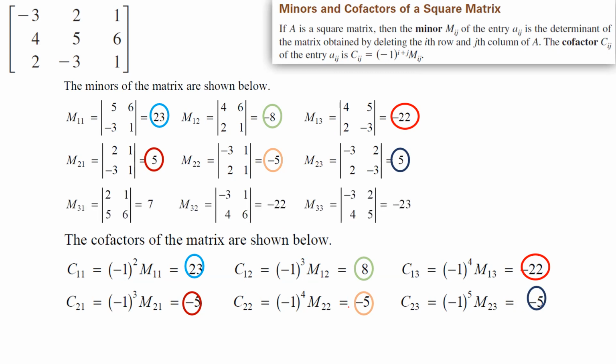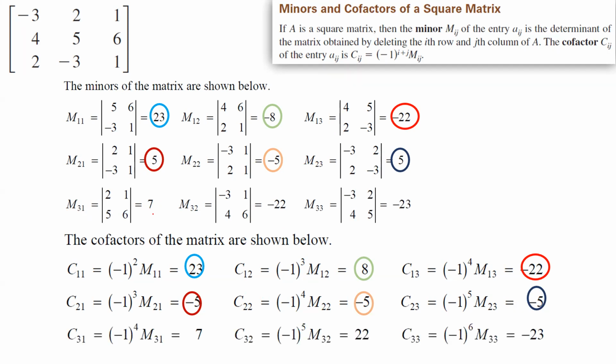We did the calculation for the minor for the third row and the first column, which was 7. We're going to use this to do the computation for the cofactor for the third row and first column. The cofactor for the third row and first column is negative 1 to the power 3 plus 1, which is 4, multiplied by the minor 3 1. So take a look. Here you have a 7. 7 times 1 is 7.